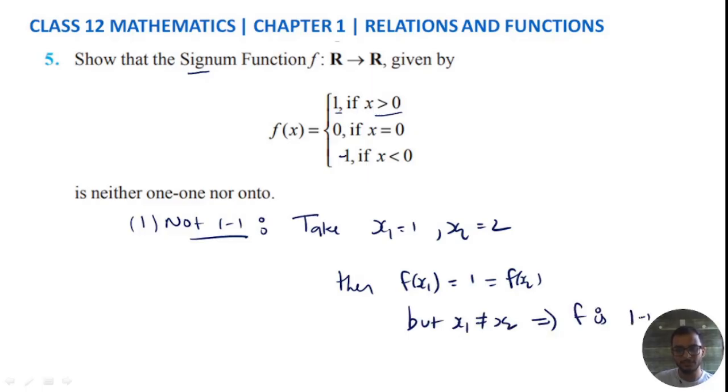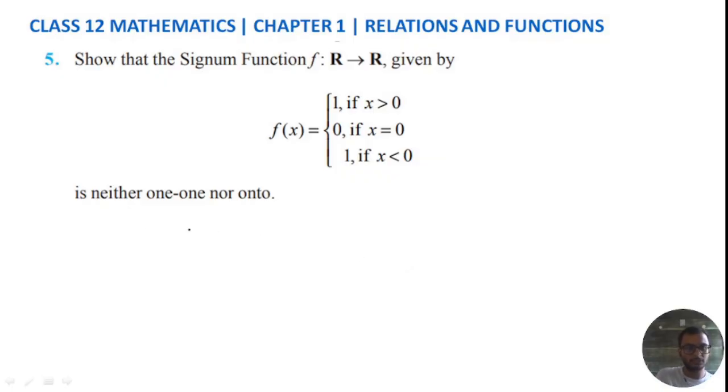I think you are clear now with the one-one definition, right? We need to find two points. If we have to show it is not one-one, we have to find two different points whose image is the same, right? So we did that, and we got that it is not one-one. So let's do not onto.